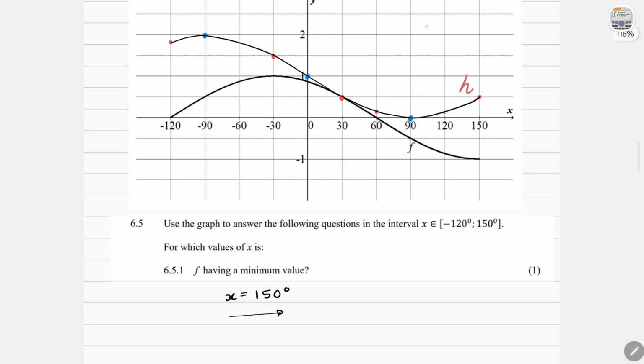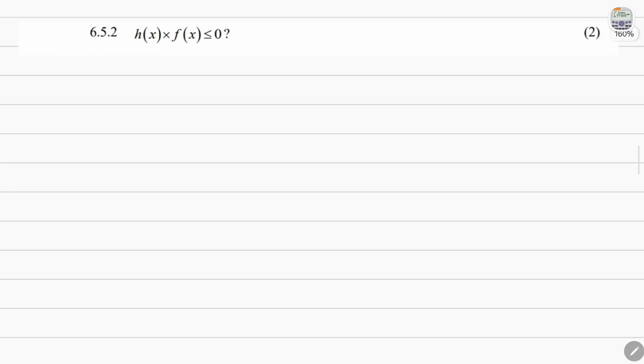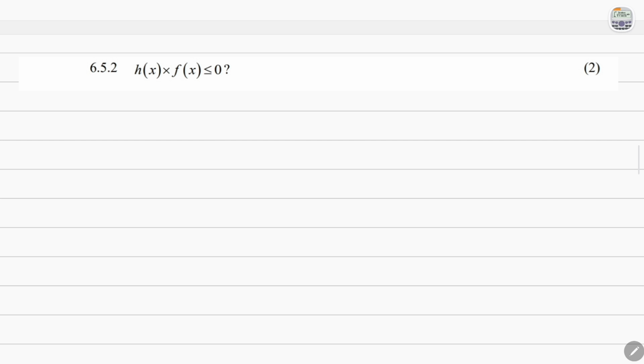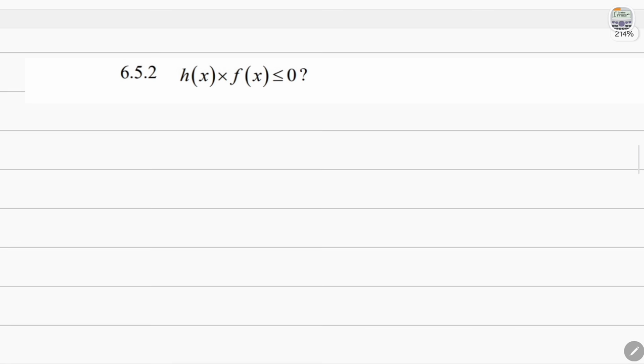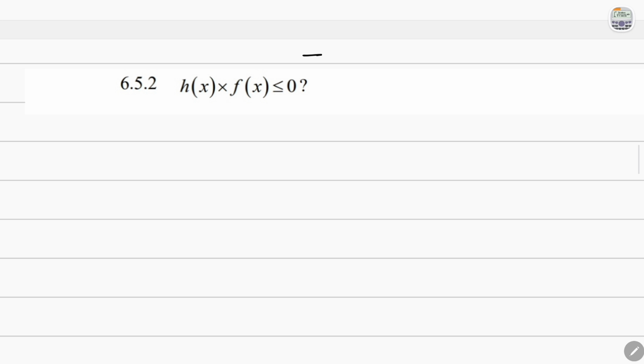Moving on to the next question. Question 6.5.2 says, for which values of x will h(x) multiplied by f(x) be less than or equal to 0? Okay, so you see that less than or equal to 0 means either negative or equal to 0. So if any of them are equal to 0, if any of them have a y value of 0, it will always work at that particular x value. Okay, so what we can focus on is how to create this negative value, this less than 0 value.